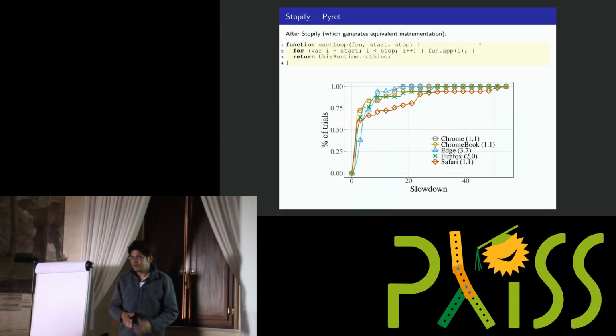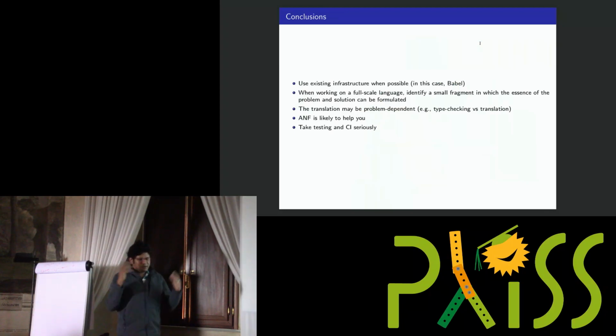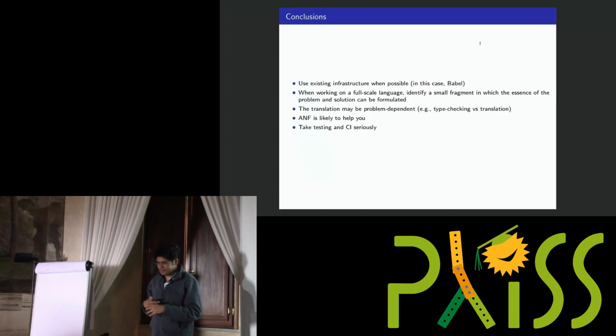Any questions on this? Okay, I think this is my last slide. So I just want to give you some concluding thoughts on how we pulled this off. One of the most important lessons is to use existing infrastructure when possible. Stopify is built on top of a JavaScript transformation toolchain called Babel that's really great, and that's what we use for all of this.